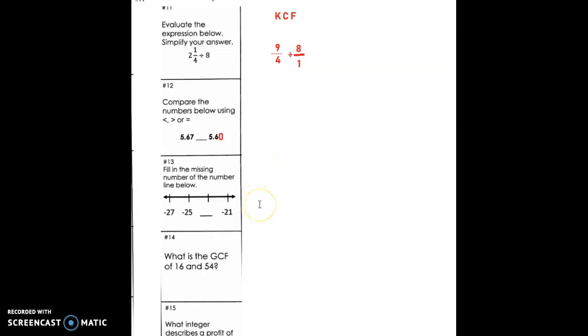Number 13, fill in the missing number on the number line below. So we have -27. We're increasing by 2, because the bigger the negative, the more negative it is, so the smaller the number actually is, because numbers on the right are bigger than numbers on the left. So what number should this be? We have -21 here, -25. What's in between them? I'm really not going to help you on that one. You guys can try that one on your own. If you don't get it, look it up tomorrow. We can go over it and review it.